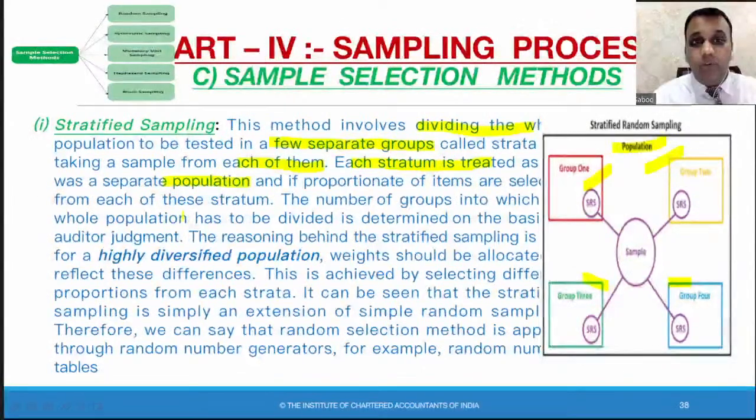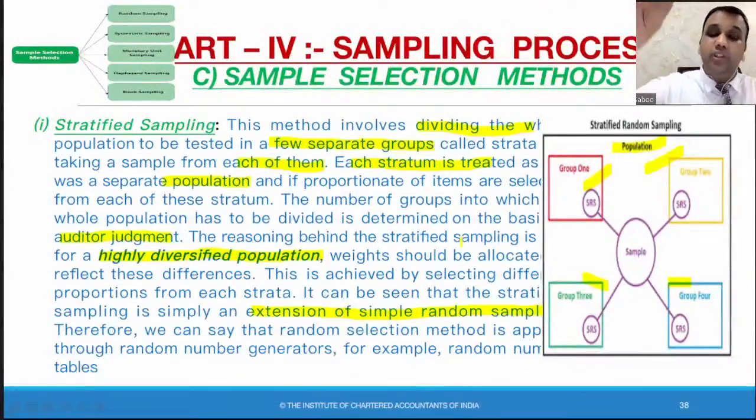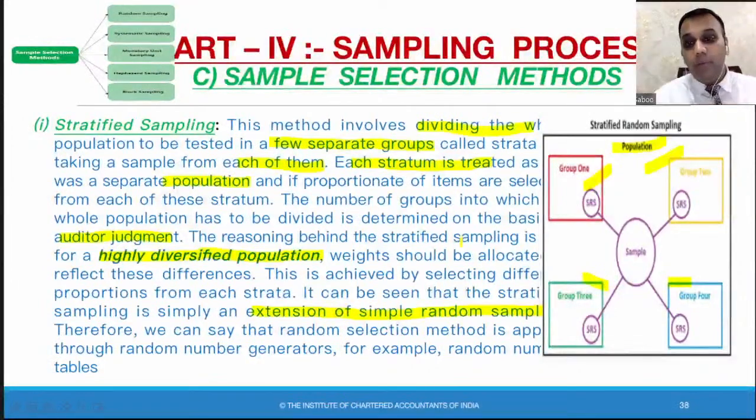The number of groups into which the whole population has to be divided is determined on the basis of the auditor's judgment. Because the population is highly diverse, weight should be allocated, importance should be allocated, ranks should be allocated. So we can see it is just an extension of simple random sampling. In simple random sampling, we don't form groups, we directly choose the sample. But in stratified sampling, another layer has been added. We first categorize into groups and then choose samples from each group to form a sample from the whole population. Yes, Charu, right.